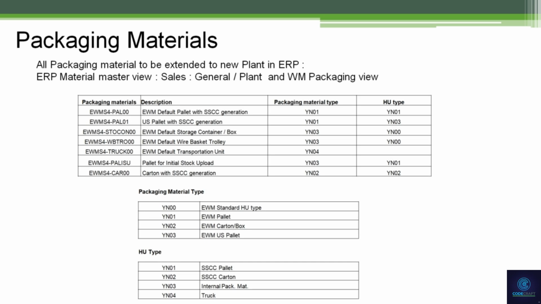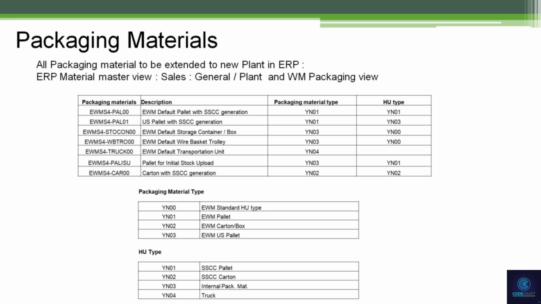Packaging material. We also have several packaging materials that we plan to use for our testing. Some of them are SSCC pallets, some of them are container boxes. We have a wire basket as well. We are going to use yard management for that. We also have a packaging material to create a transportation unit. We will have a separate packaging material for initial stock upload. We are going to have a separate packaging material for carton. These are all the packaging materials which are already created in system.